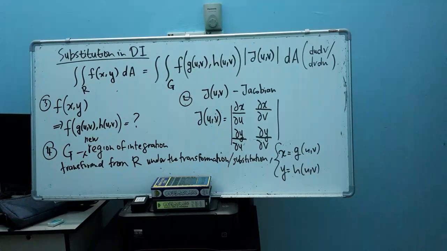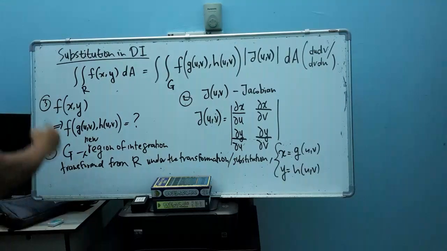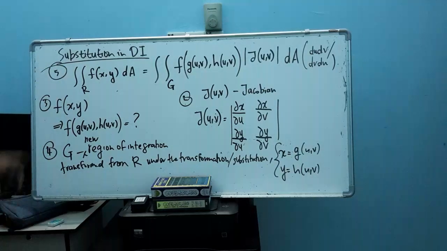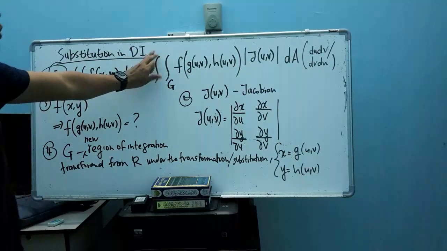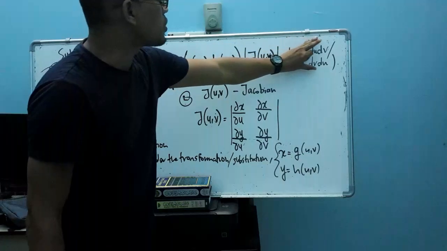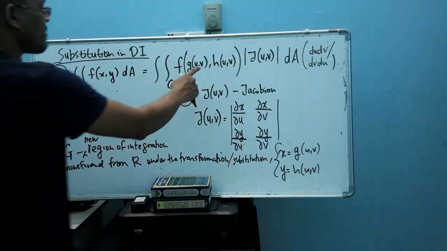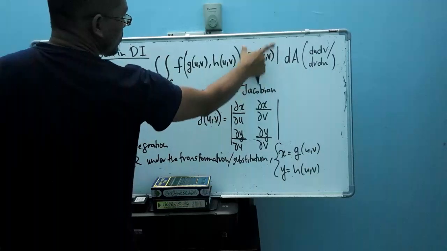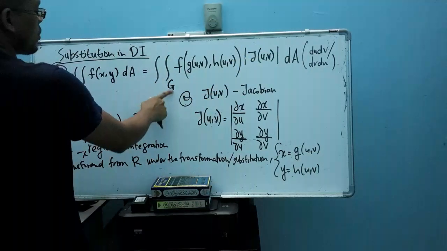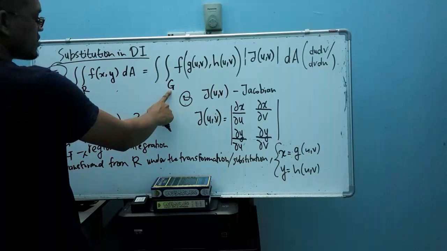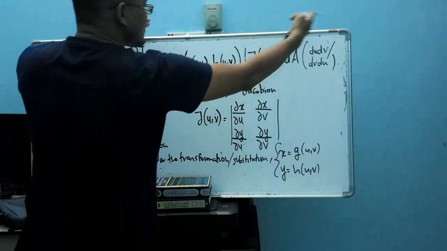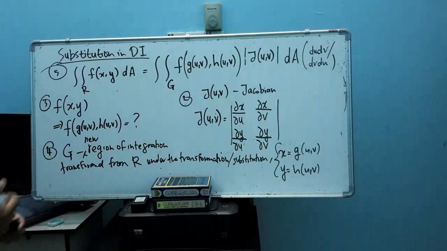After we find the whole thing here, then we just substitute. The last part, number 5, we just substitute the whole thing. Since we already calculated this, and of course we have the modulus, and we already have the new region of integration G, we can just evaluate this double integral.